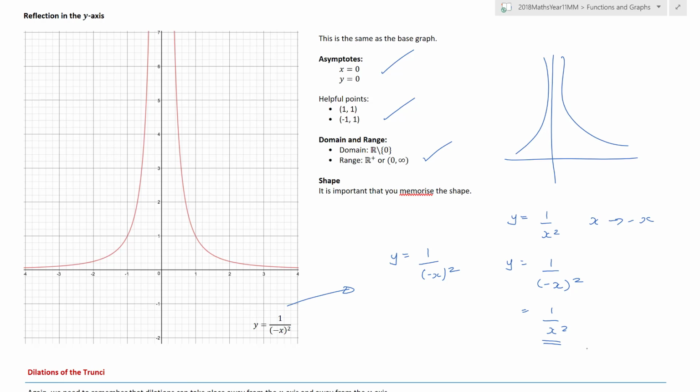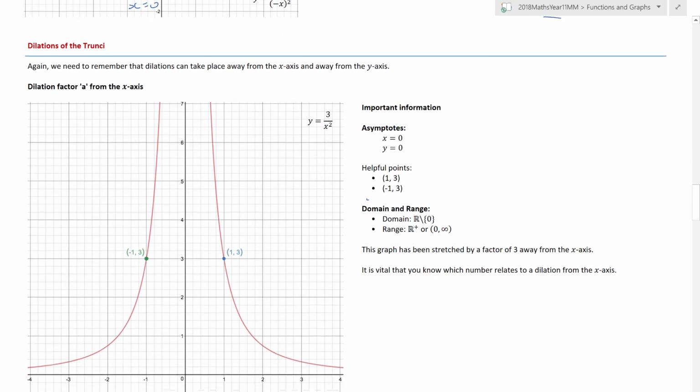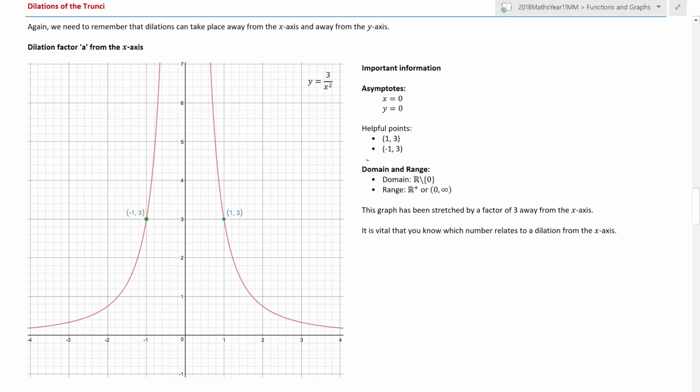As is always normal, I would then label my x and my y and my asymptotes. x equals 0, and I'd put my equation on there, which is actually 1 over x squared, and I would write down any axis crossing points, but again, because this is just a basic reflection, there aren't any. So that's reflections done. Then we go to D for dilations.